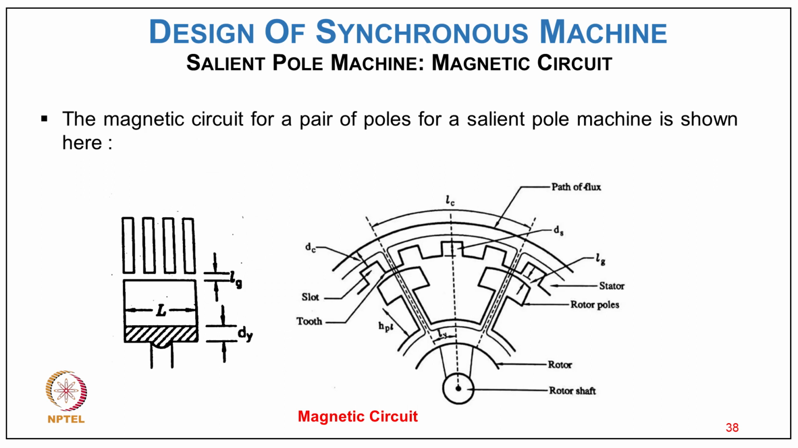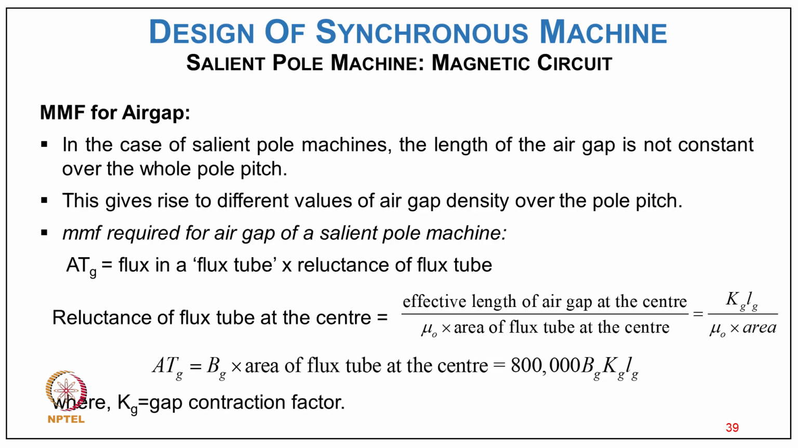Then stop. Now coming to calculation in salient pole machine, the magnetic circuit calculation. So the fundamental relations for magnetic circuit calculation are discussed here. The magnetic circuit for a pair of poles for a salient pole machine is shown here. As you can see, the flux flows through different parts, starting from the rotor core to the pole body, then the pole shoe, then the stator teeth, then the stator core, and then again goes back through another pole.